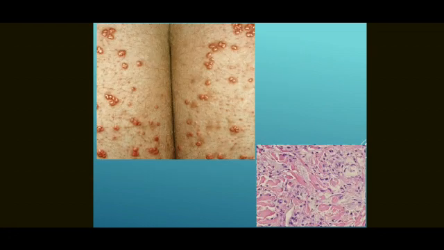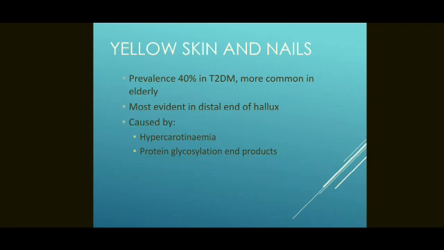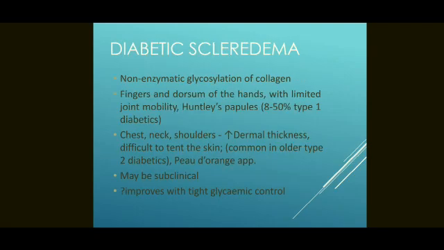This is the picture showing multiple yellowish papules on the extremities. Yellow skin and nails, it is seen in 40% of type 2 diabetes, more common in elderly. It is evident on the distal end of hallux. It's caused by hypercarotenemia or protein glycosylation end products.